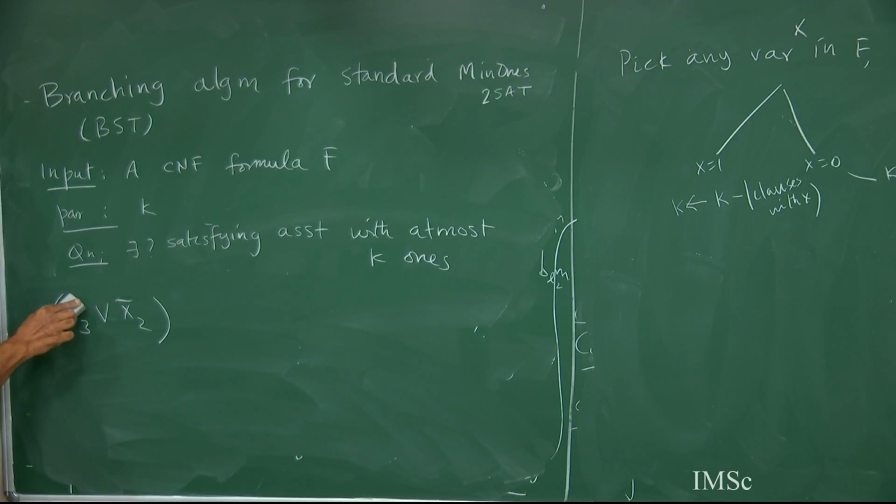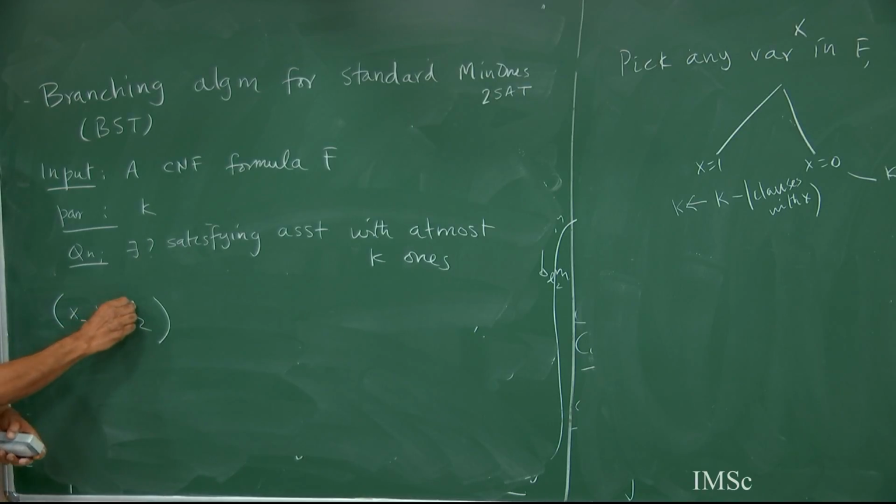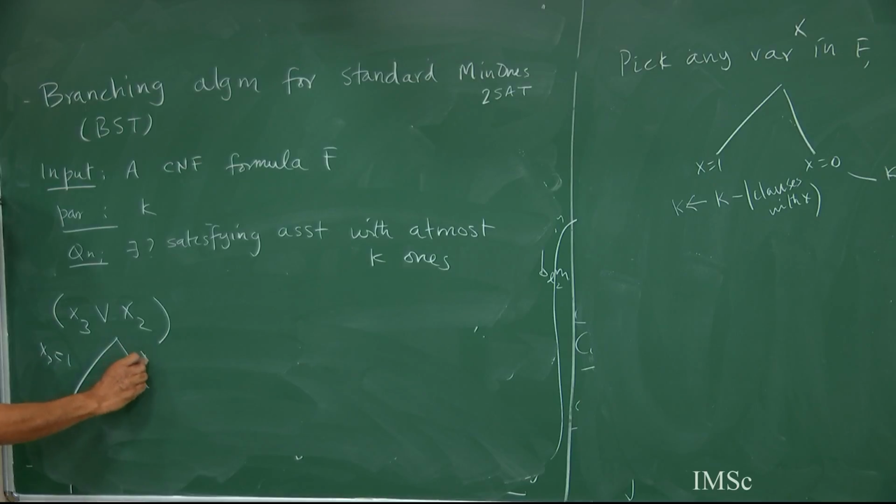So if you are lucky and manage to get such a pure clause, then you can branch by setting x3 equal to 1 or x2 equal to 1, and k drops, because you made one variable 1, so the number of ones drops. Now you look in the recursive subformula: is there a satisfying assignment with at most k minus 1 ones? And k minus 1 is good shape.